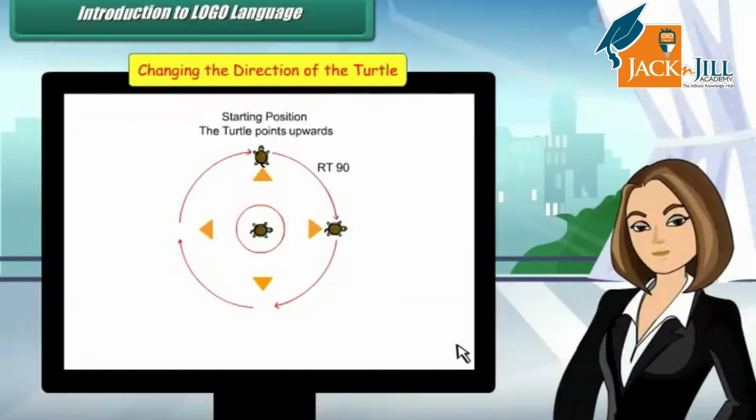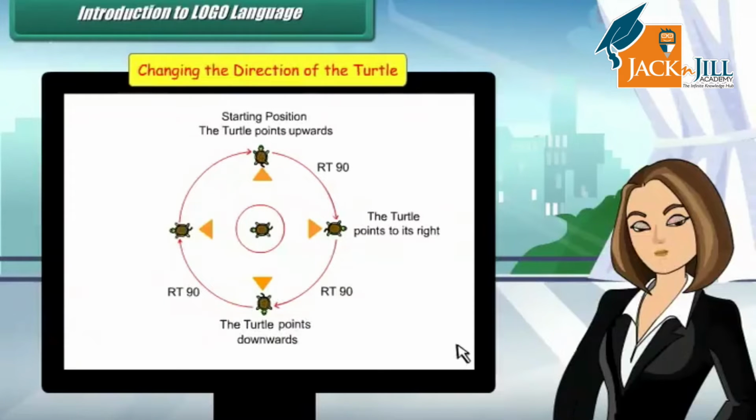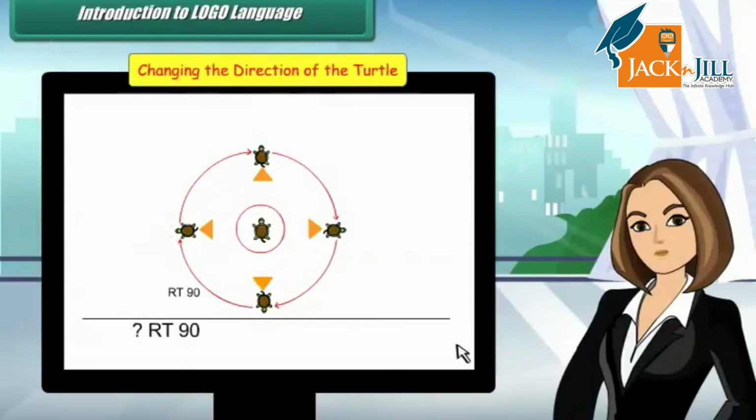RT space 90. The turtle points to its right. RT space 90. The turtle points downwards. RT space 90. The turtle again points to its right. You should note that since 90 plus 90 is equal to 180, RT space 180 will give the same result as you will get by giving the RT space 90 command twice.